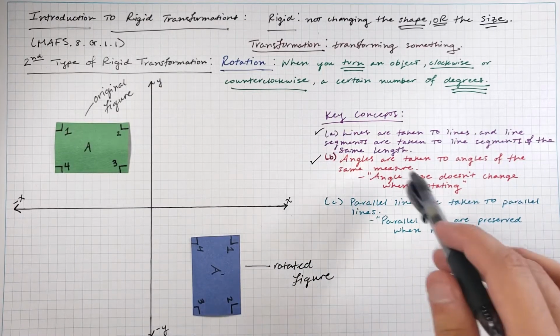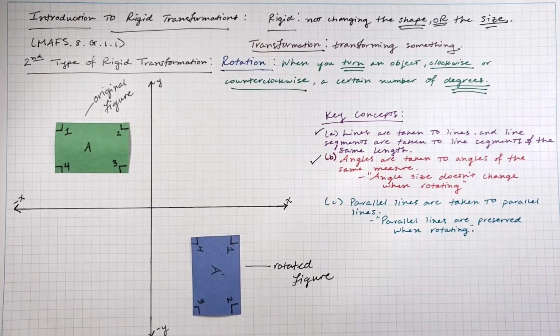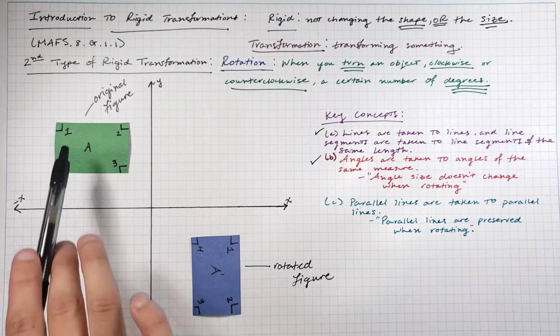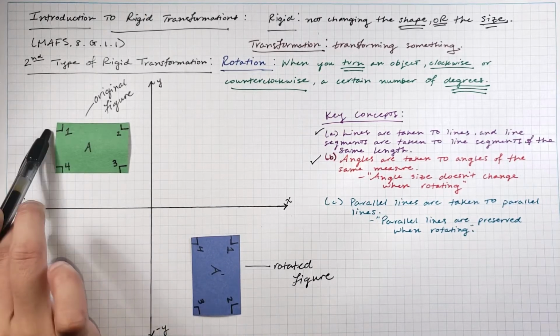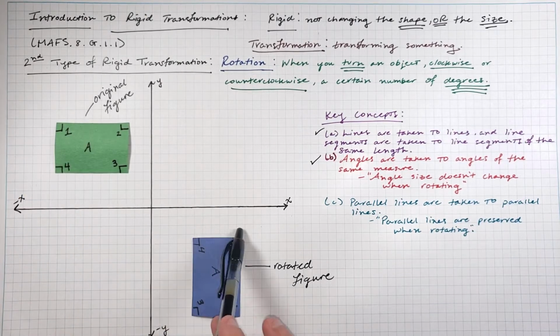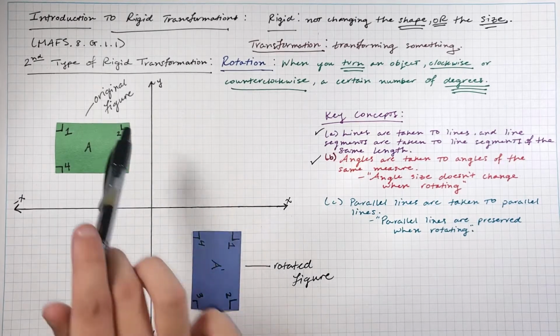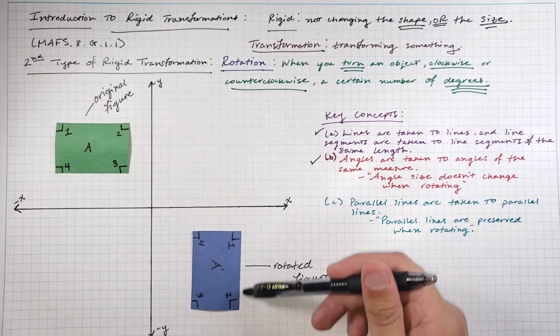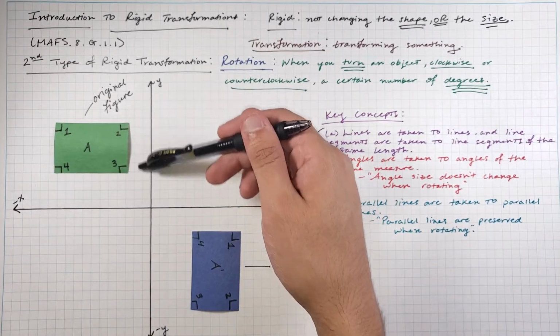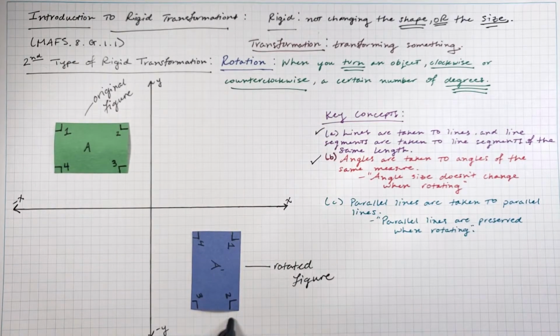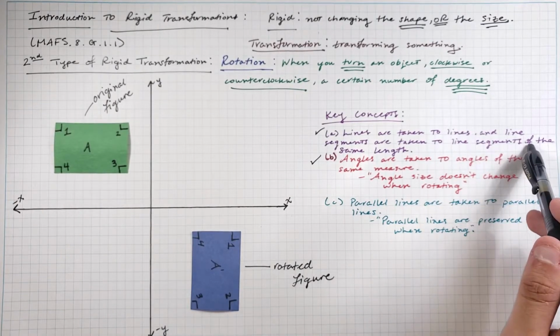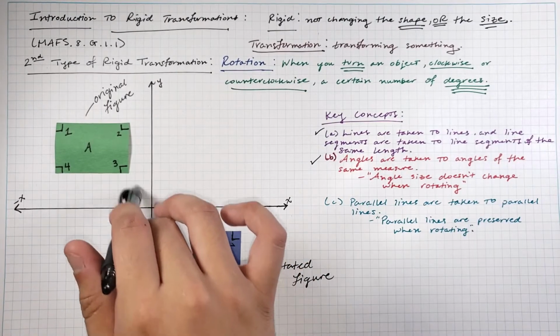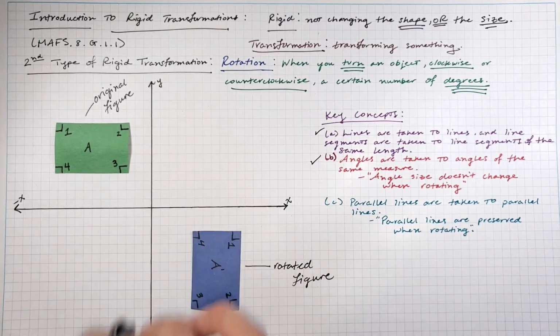It says lines are taken to lines, and line segments are taken to line segments of the same length. Obviously we can see that this line here, 1, 4, is still the same distance as this 1, 4. This line segment 1, 2 is the same as this line segment 1, 2. This line segment 2, 3 is the same distance as this line segment 2, 3. Same thing for 3, 4. So the distance stays the same between each line segment.